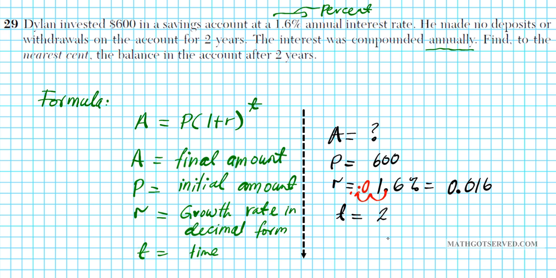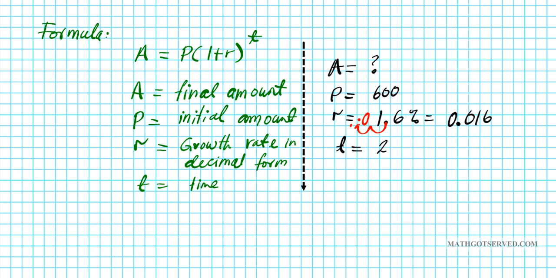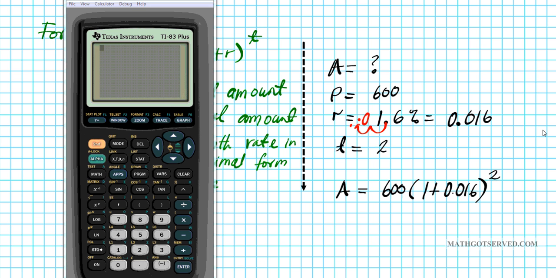2 years. So we have everything we need to compute the final amount. So we just set up the equation A equals P, which is 600, times 1 plus 0.016, raised to the t power, which is 2. So to generate the final result, we have to be able to enter this correctly in our calculators. So let's go ahead and do that. So we have 600 parentheses 1 plus 0.016. To raise it to the second power, you can just use square or caret 2. So I'll just use square here.